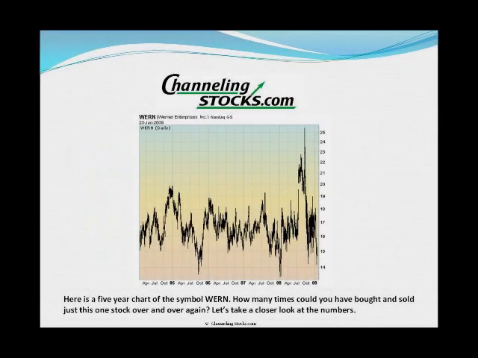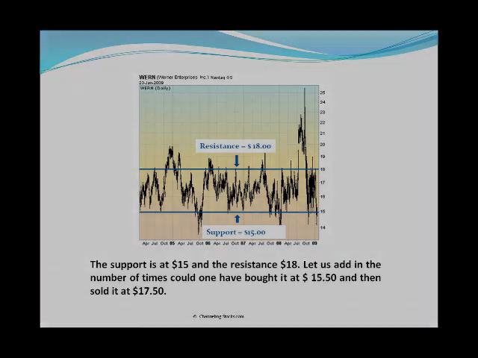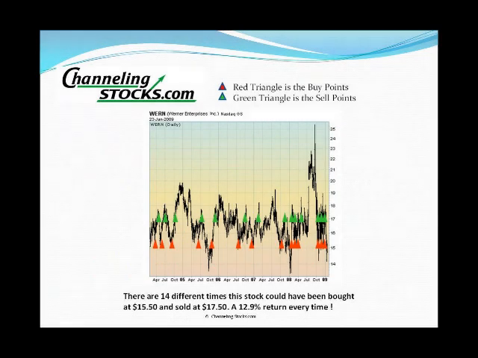Here is a 5-year chart of the symbol WERN. How many times could you have bought and sold just this one stock over and over again? Let's take a closer look at the numbers. The support is at $15 and the resistance $18. Let us add in the number of times one could have bought it at $15.50 and then sold it at $17.50. The red triangles are where you could have bought the stock, and the green triangles show where one could have sold it. There are 14 different times this stock could have been bought at $15.50 and sold at $17.50, a 12.9% return every time.